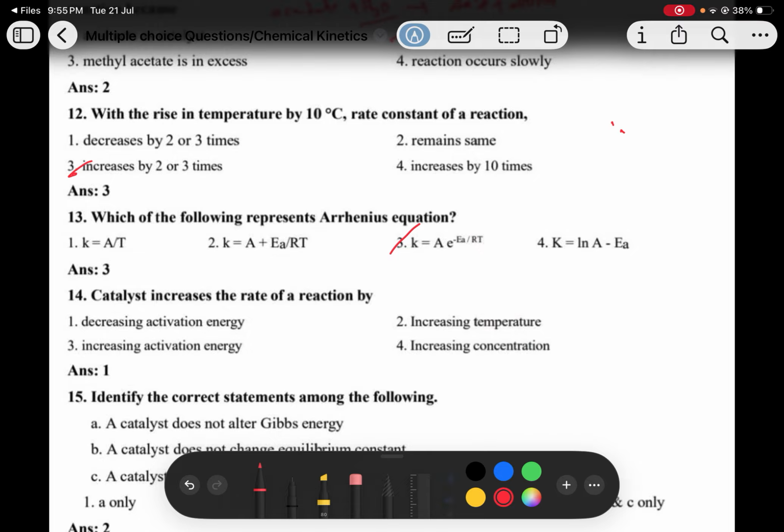Next, 14th, catalyst increases the rate of reaction by: decreasing the activation energy, increasing the temperature, increasing the activation energy, increasing the concentration. So catalyst increases the rate of reaction by decreasing the activation energy.